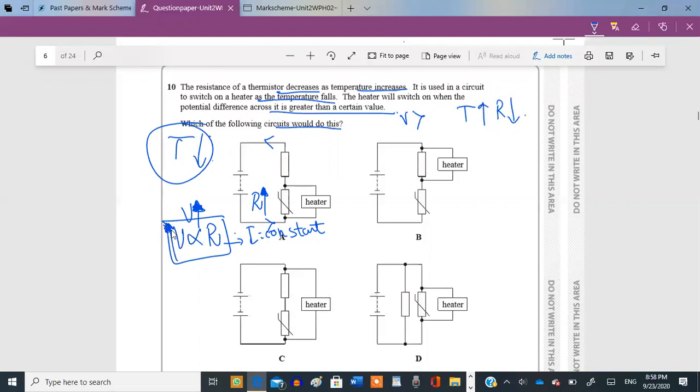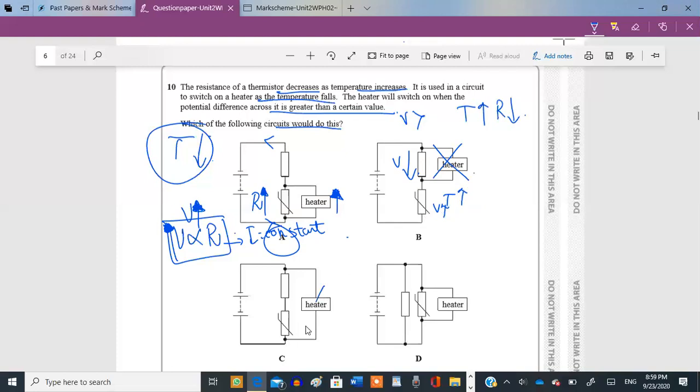So if the voltage rises across this thermistor, then that actually means the voltage across the heater will also start rising. And as soon as this voltage reaches a certain value, it will turn on. So option A should be the best answer. It's correct. If you look at option B, as the temperature rises, the resistance will rise and then this voltage will rise, but that voltage will fall. And as this voltage falls, the heater will not turn on.